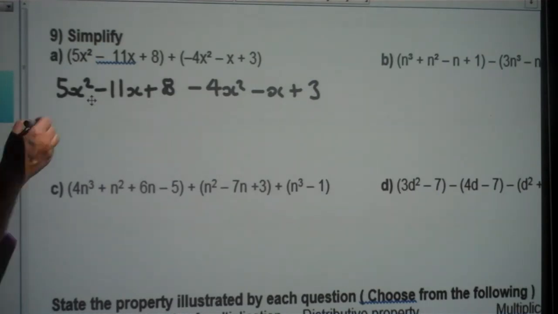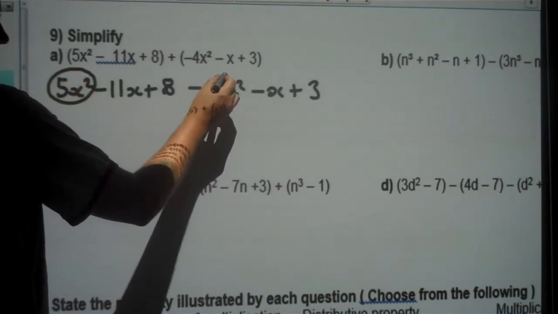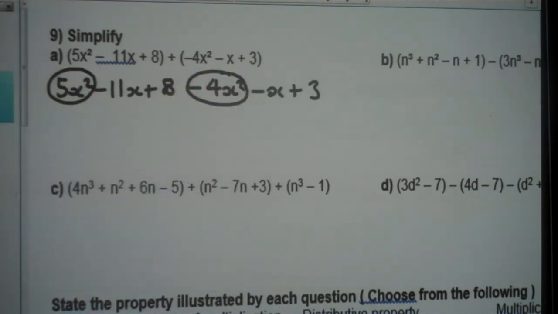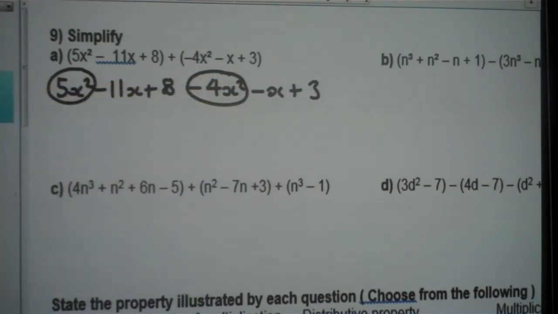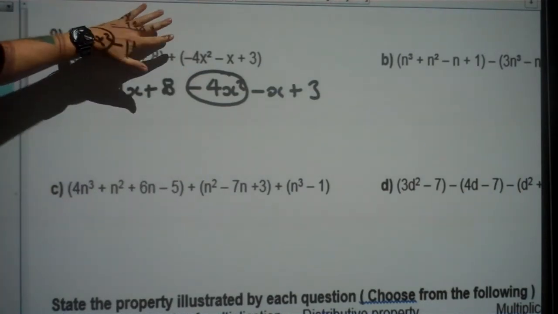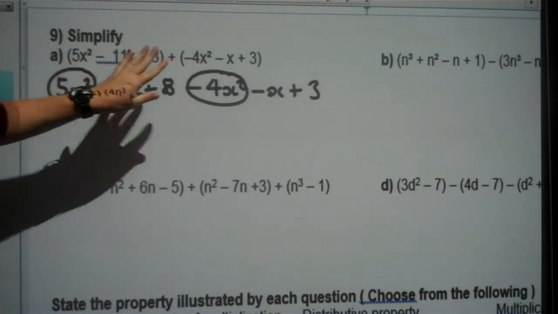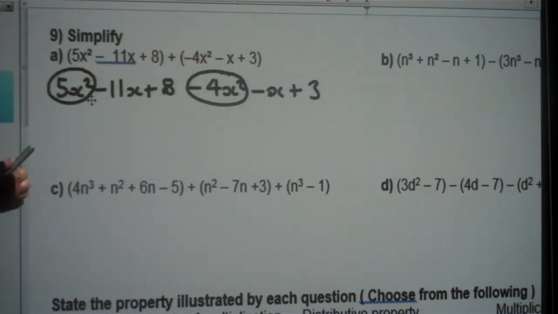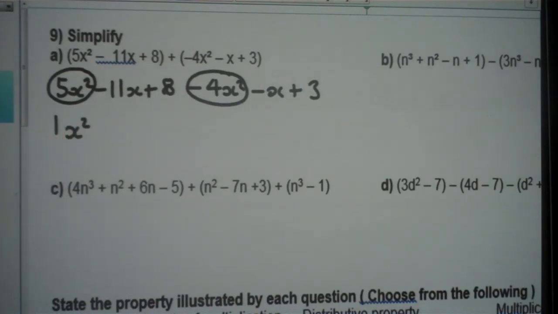Now I have to group these terms together, so I'm going to look for like terms. So I can see a variable here. So I'm going to group those together. Notice I've also grouped the sign in front of the term as well. So this tells me what I'm going to do to these two terms. Because it looks like I'm actually adding here, but in reality I'm actually subtracting. So 5x squared take away 4x squared. So we know it's to do with x squared. 5 take away 4 is 1.